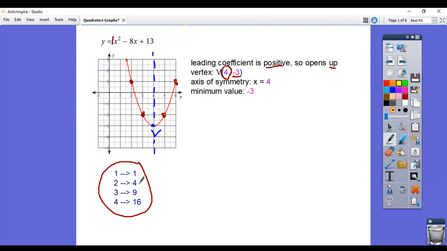1 squared equals 1. A move of 2 takes you 2 squared, which is 4. A horizontal move of 3 takes you vertically 3 squared, which is 9. A horizontal move of 4 takes you up 4 squared, which is 16. And remember, I love BOGOs, so when I know this point is 1 unit to the right of the axis, I know I get this point for free. This point is 2 units to the right of the axis, so I get this point 2 units to the left for free.